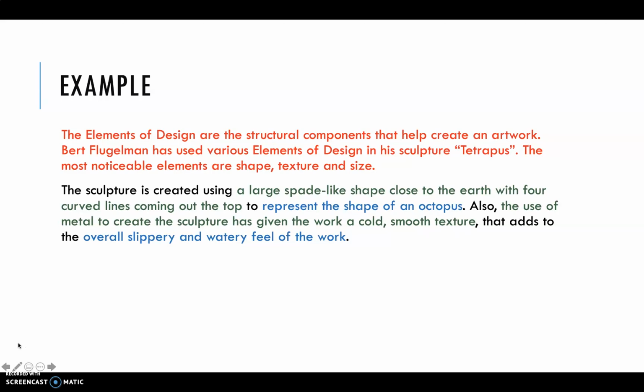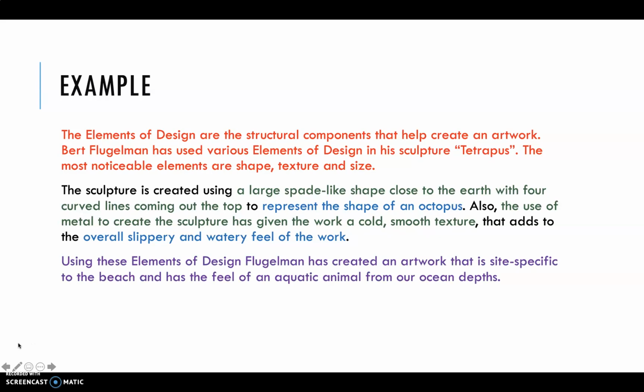So you've said, for example, you've got the shapes in there, you've talked about the texture and the size of the work and how it makes the audience respond to that. So then the purple line is your wrapping up question. So you've just said, using the elements of design, Bert Flugelman has created an artwork that is site specific to the beach. And it has a feel of aquatic animal from the ocean. So you've just tied it back in, saying he's created an artwork using the elements of design. Here's a few examples, and it gives this specificness and a feel from using those elements.